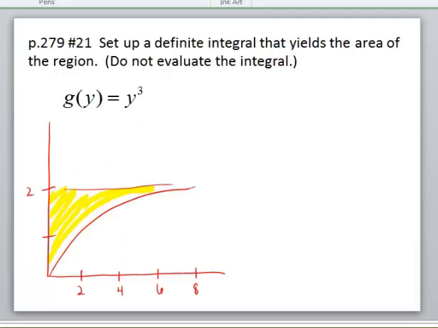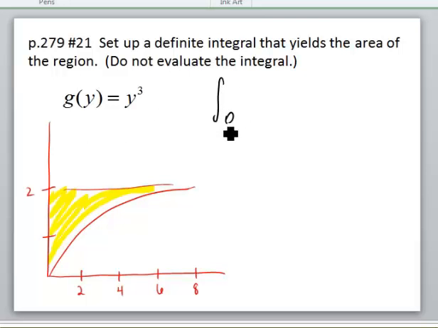The second one I've drawn here says set up a definite integral that yields the area of the region and do not evaluate the integral. This one's a little bit different because if I look here, I'm not really going to mention things about the x-axis because it's all in terms of y. And so we could write a definite integral in terms of y as well.